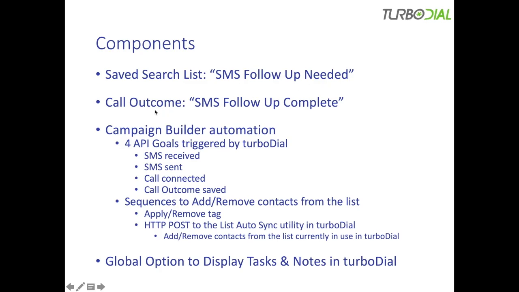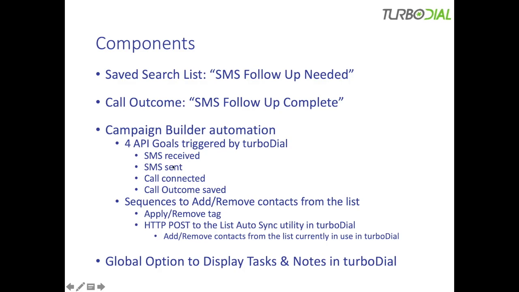We're going to set up a call outcome. You can go into your turboDial support guides and see how to set up call outcomes, but we're going to add one to our list of call outcomes, and we're going to call it SMS follow-up complete. Then we're going to go into our campaign builder in Infusionsoft, and we're going to build some automation. And we're going to set up 4 API goals that will all be triggered by turboDial. We're going to set up a goal for SMSs received. That's when they send us an inbound SMS. We want that goal triggered.